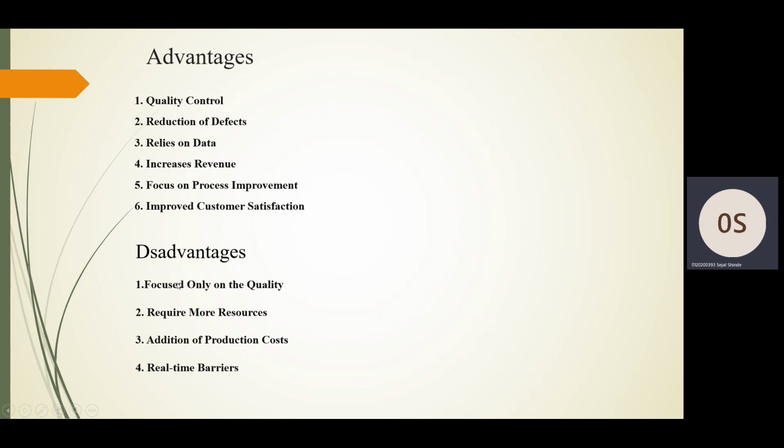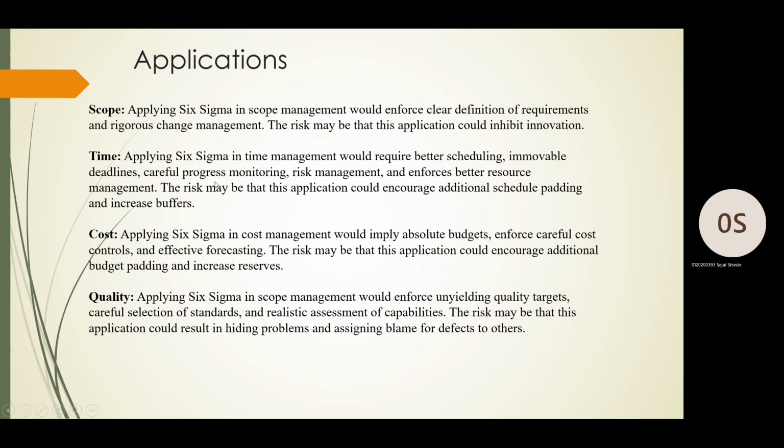Let's see some disadvantages of Six Sigma. It focuses only on quality. It requires more resources, addition of production cost, and real-time barriers. So let's see some applications of the Six Sigma model. The first is the scope. Applying Six Sigma in scope management would enforce clear definition of requirements and rigorous change management. The risk may be that this application could inhibit innovation.